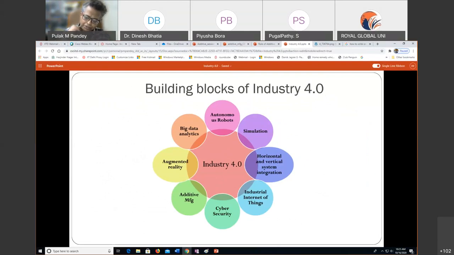Now if we try to see the various building blocks of Industry 4.0, they start with the Internet of Things, horizontal and vertical system integration, simulation, and of course there has to be cyber security, robotics or cobotics, big data analytics, virtual or augmented reality, and then additive manufacturing. This additive manufacturing which we are talking about today is not limited to what we are discussing, that is biomedical application. It is one very specific application, and I will definitely talk about it in another 15-20 minutes.